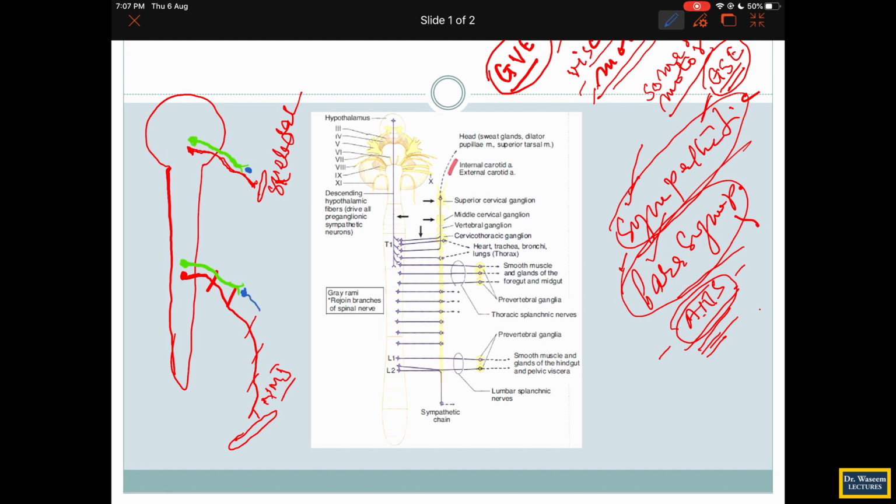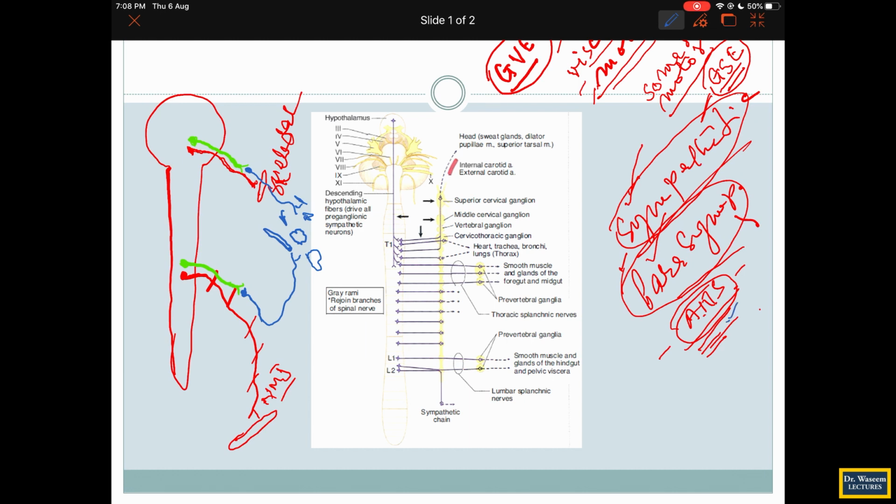Their axons will now travel, maybe on the same nerves or maybe on others, and they will now reach the effector organ. Here in case of the brain, or here in the spinal cord, in case of head, in case of trunk, etc., they can reach smooth muscles, they can reach the glands, they can reach the heart, similarly here also. So see, a big difference here is this.